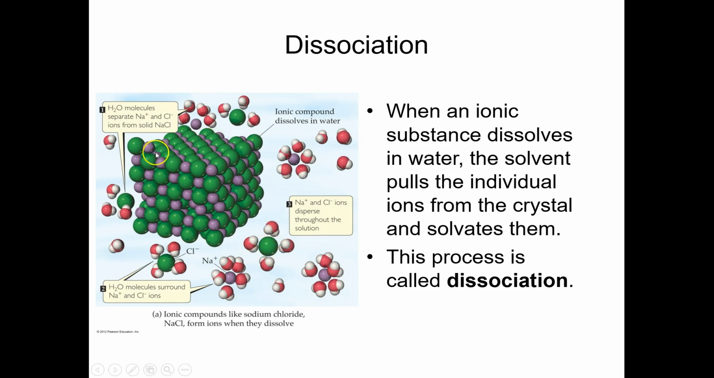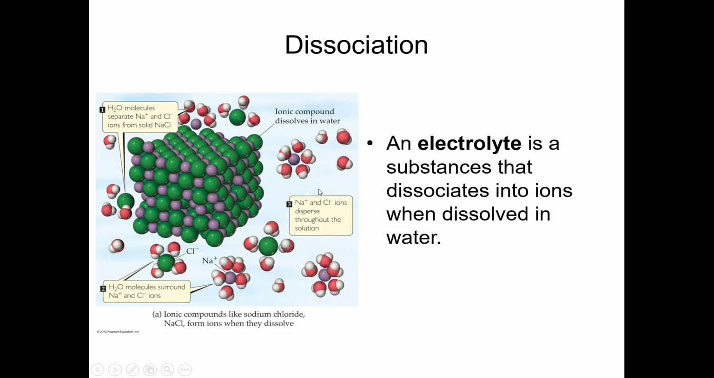When you dissolve sodium chloride in water, unlike methanol, which gives you intact molecules, dissolving sodium chloride or another ionic substance is going to give you this collection of ions in solution. That process of being separated from the crystal and surrounded by water molecules when it dissolves is called dissociation. So an electrolyte is going to be a substance like sodium chloride which, when we dissolve it in water, dissociates into ions.